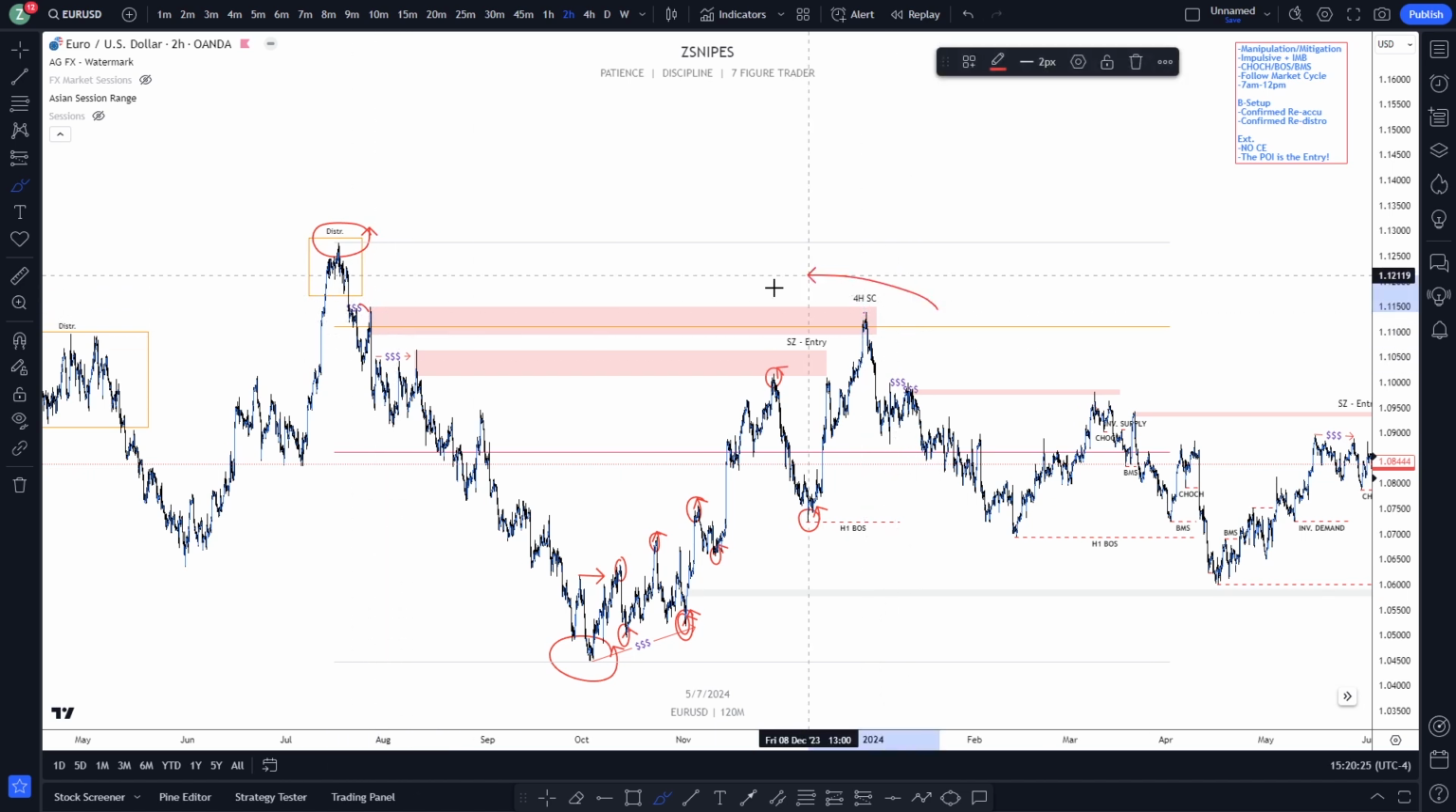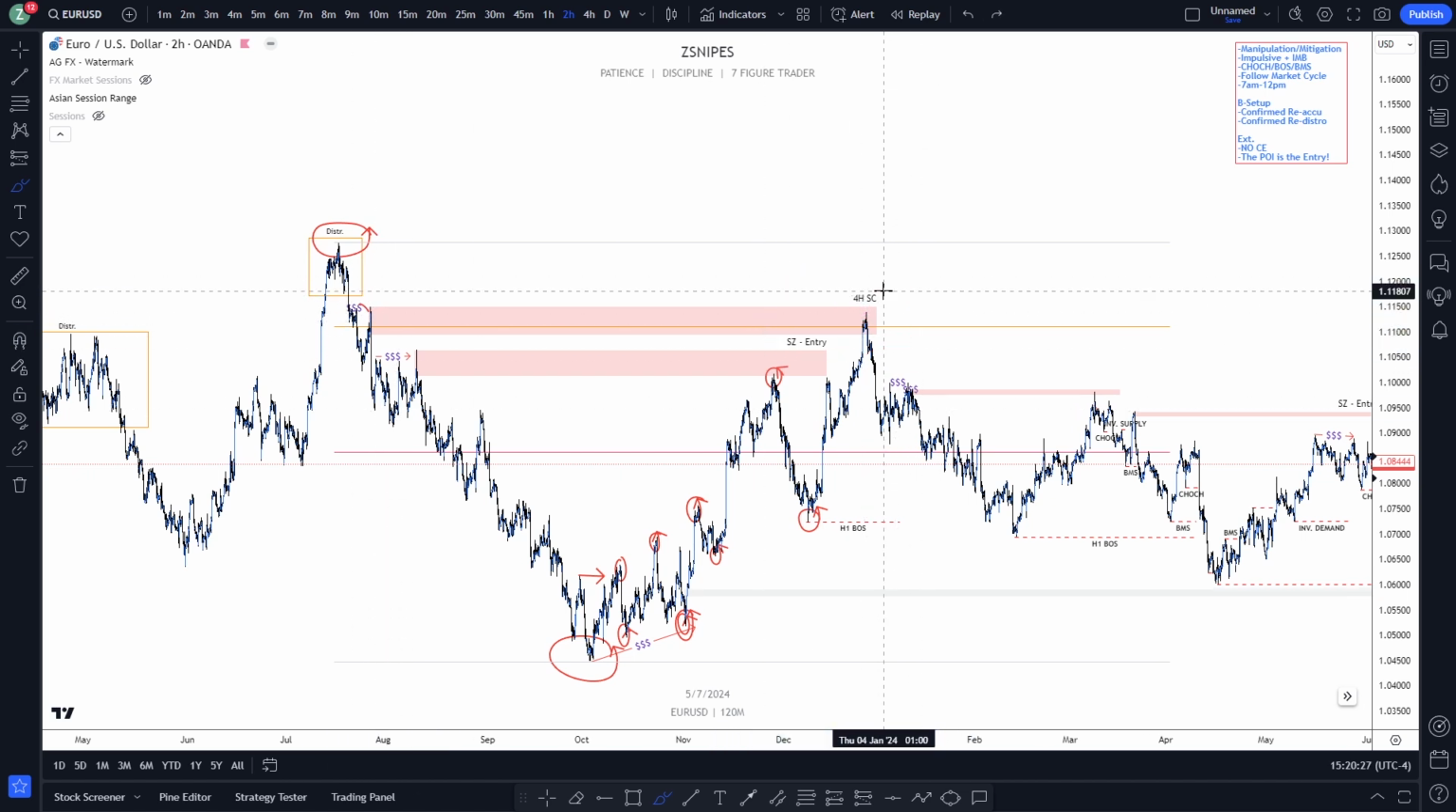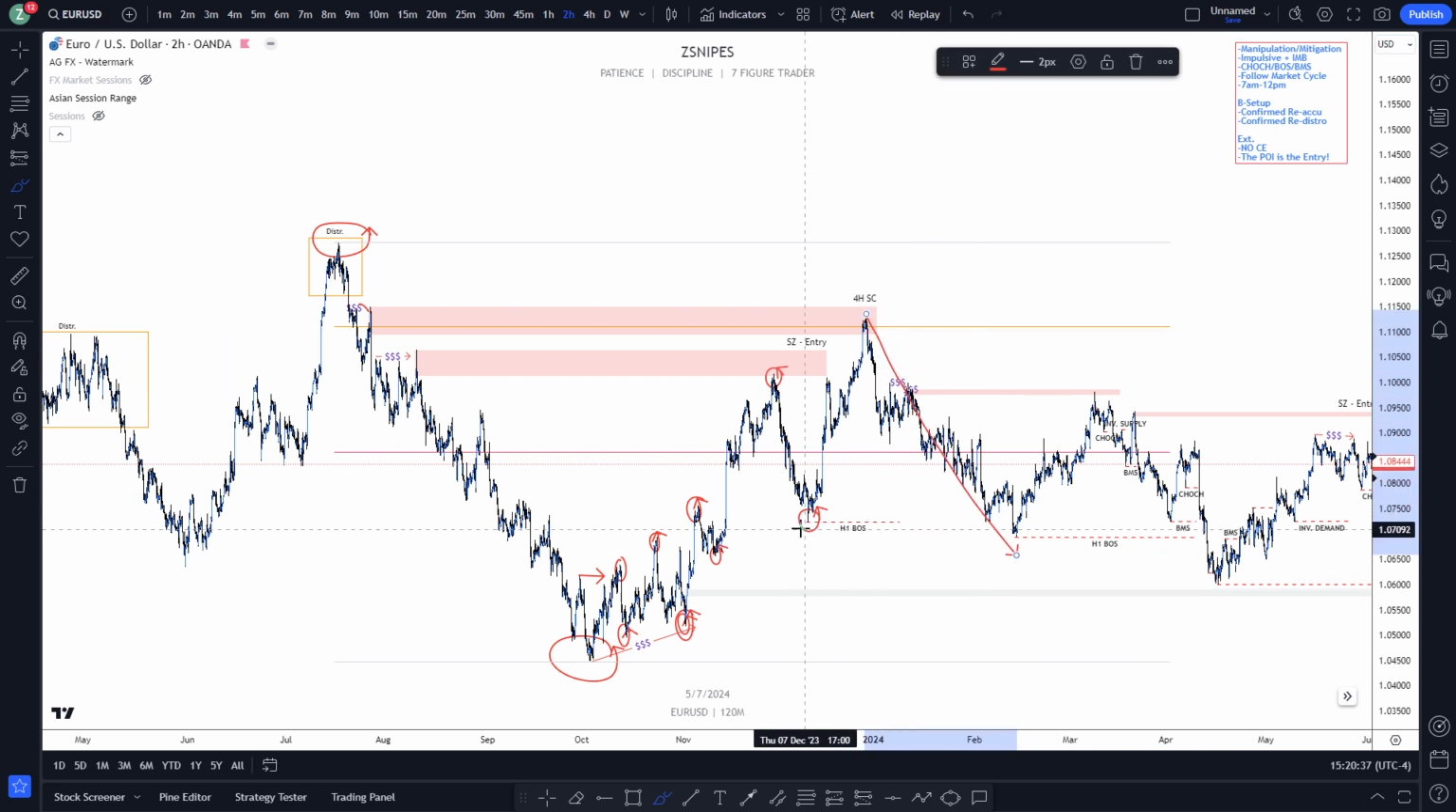And this supply zone right here, we can say had more sellers. We had more aggression from the sellers on this supply zone. Why can we say that? Because we can see this supply zone caused us to break the intraday, right? This supply zone caused us to break this intraday low. What does that tell us? Now we know that higher time frame is bearish and now intraday is bearish.